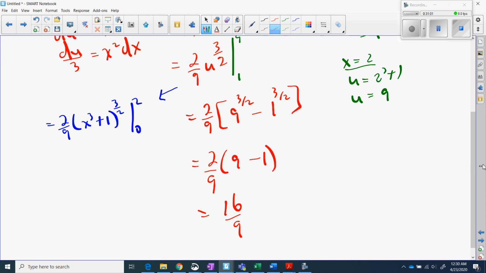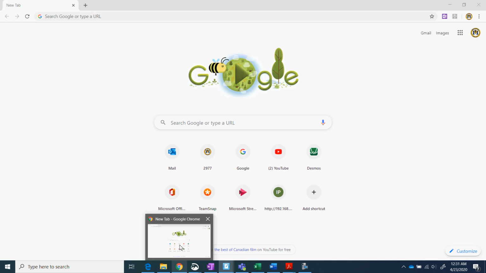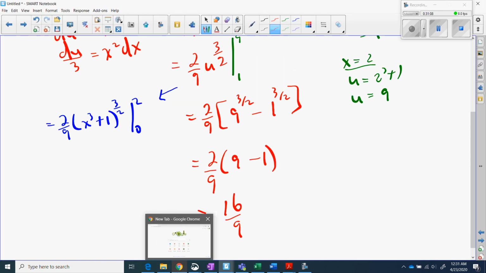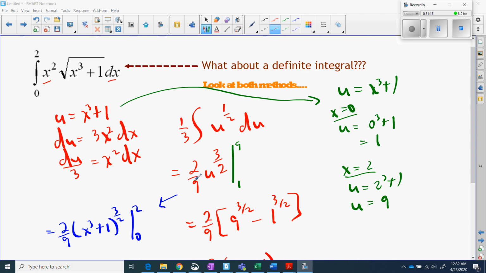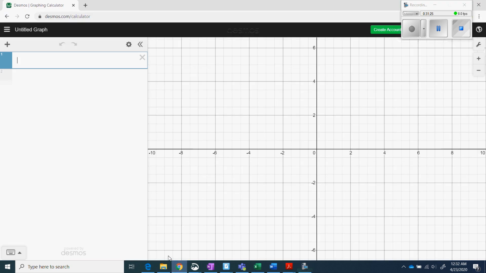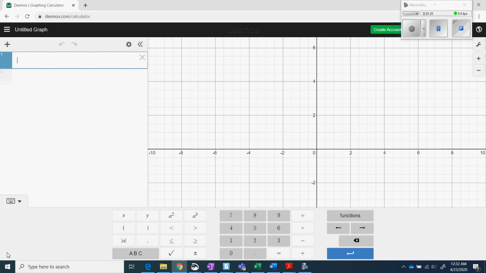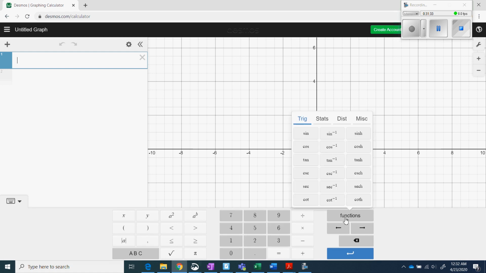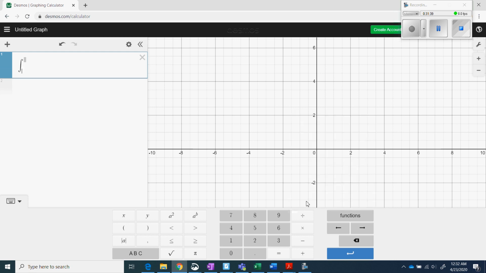Nice thing about one like this is, I don't know if I still have it open. Give me a second. All right, so I just got Desmos opened up and ready for us here. Just to remind you that if you have a definite integral, you can always check your answer. I'm going to show you how you would do that. You go to Desmos, and you're going to use your keypad down here. To get the integral sign, you go over to Functions. Under Miscellaneous, you've got your integral sign.